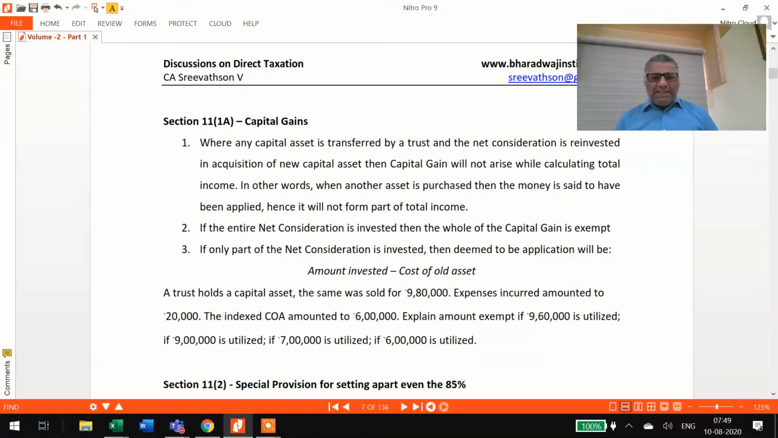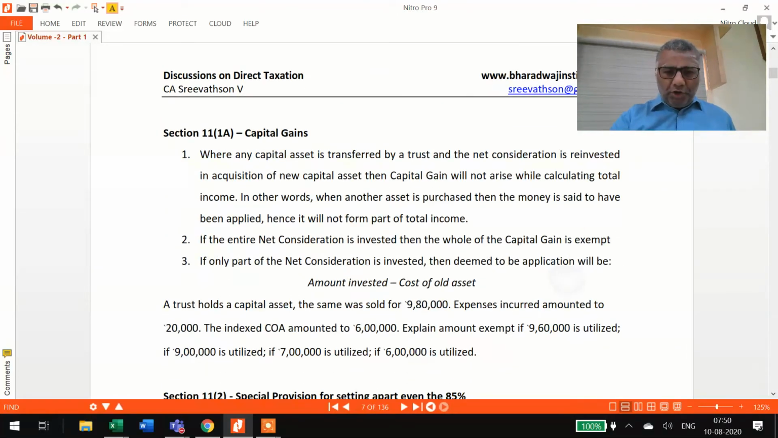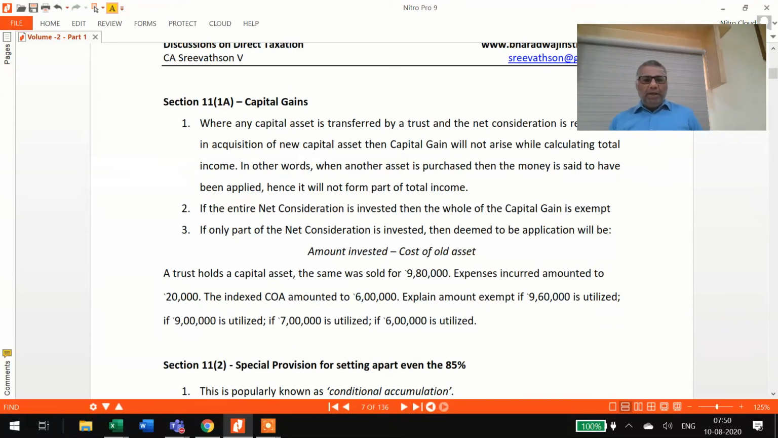I have a small example here in page number 254 for you. A trust holds a capital asset and the same was sold for 980. Expenses incurred 20. ICOA 6 lakhs. Explain the amount exempt if in case A 960 is fully utilized, 9 lakhs is utilized, 7 lakhs is utilized, and 6 lakhs is utilized.